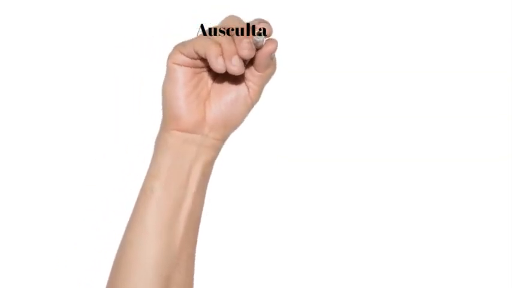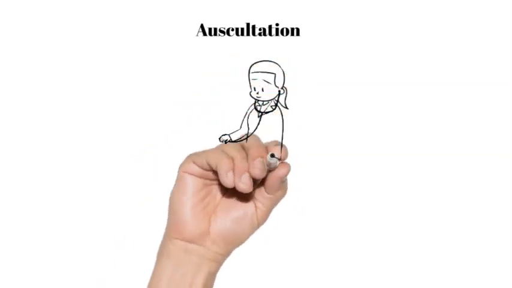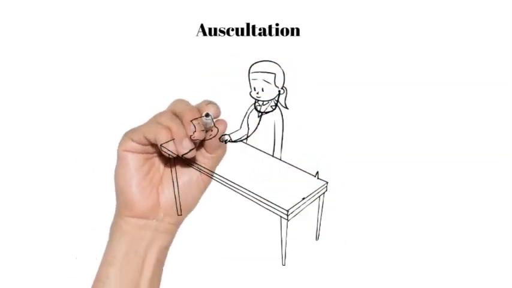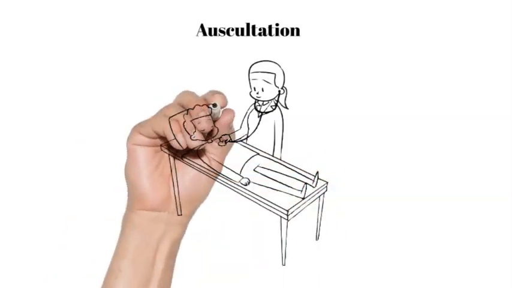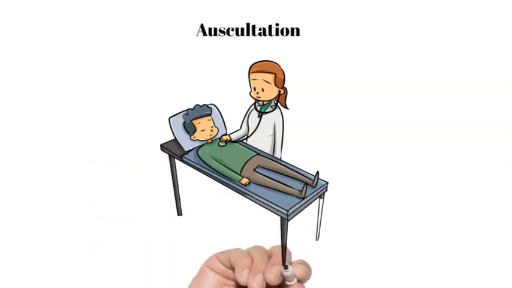Auscultation. During a thorax and lung assessment, it is important to auscultate the lung sounds in different areas of the chest to detect any abnormalities. Decreased lung sounds in certain areas can indicate various conditions such as pneumonia, atelectasis, or pleural effusion.